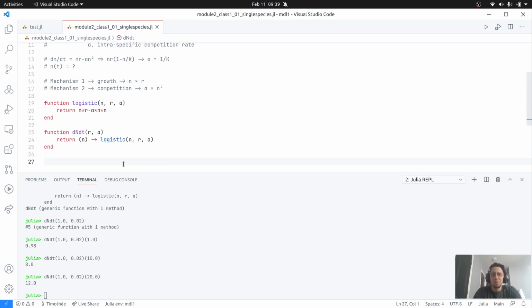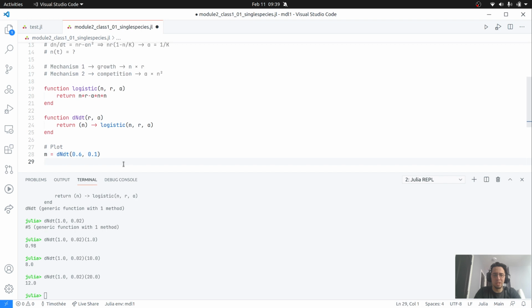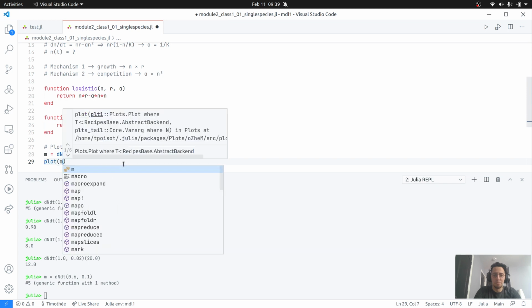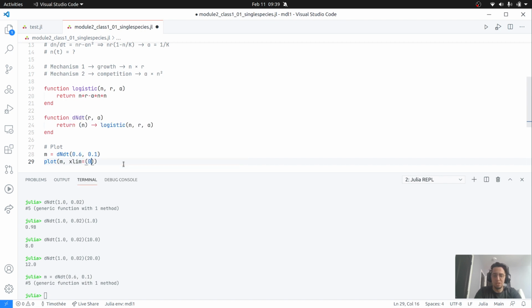So, the reason we might want to do that is because remember that we can do a quick plot of a function. So let's say the model we use, we're going to call a model M. That's not necessarily a very good idea. The growth rate of this model is going to be 0.6, and the competition rate is going to be 0.1. So that is a function, and we could plot M. Remember that using the plot package, we can plot a function directly. And we are going to plot M between 0 and 2. I don't know.